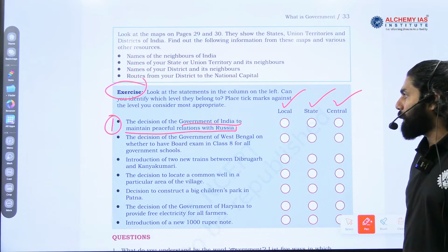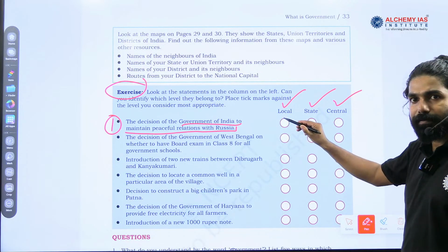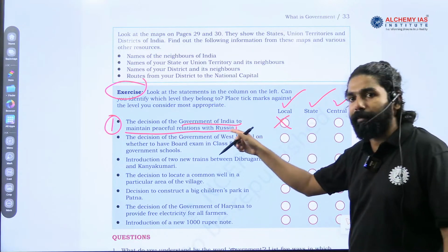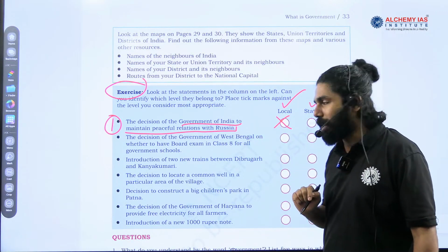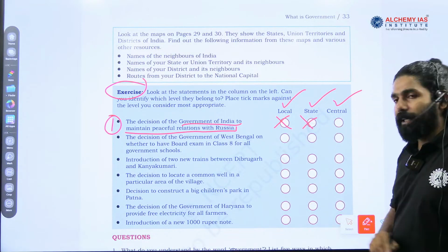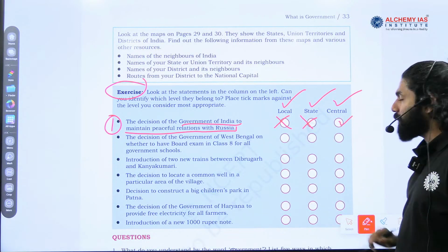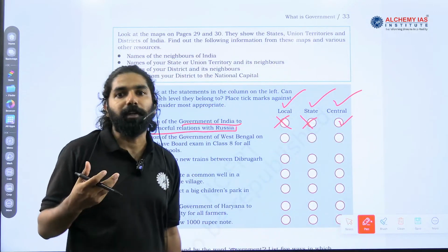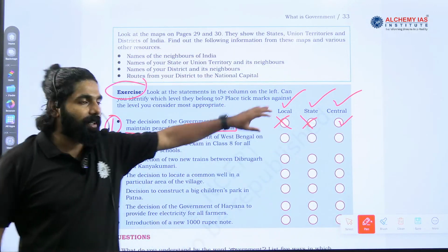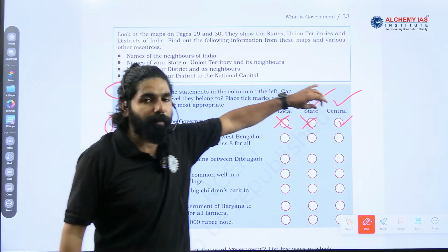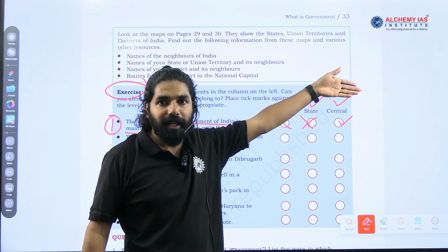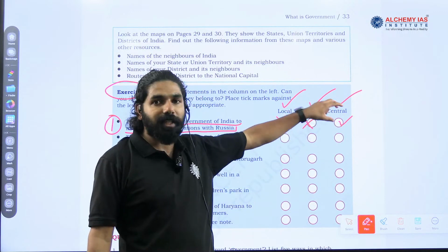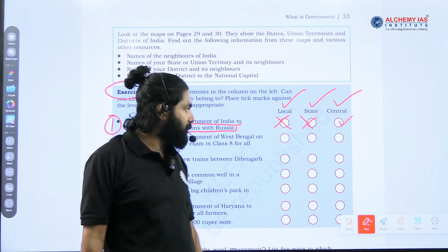Can anybody say that? Is it the local government maintaining relations with Russia? No. Recently our Prime Minister visited Russia also. It is not at all a responsibility of the state, but a matter that will be covered by the government at the central level, the government of India. The head of the government of India, the Prime Minister, recently visited Russia and had an interaction. This way, the central government maintains foreign relations.